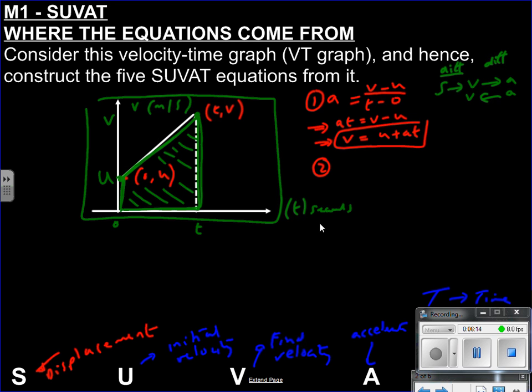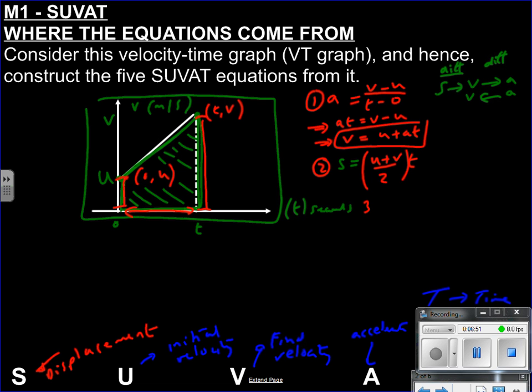Now that is a trapezium. You can see this shape is a trapezium. What's the formula for the area of a trapezium? Well, S is your displacement there, so S is the area. You have your 2 parallel side lengths added together. That's the formula for an area of a trapezium. So you've got U plus V, there's your 2 parallel sides added up together, divided by 2, in other words, take the average, times by the width, and the width is T. So there we go. There's our second equation.